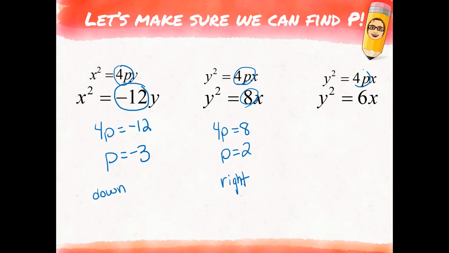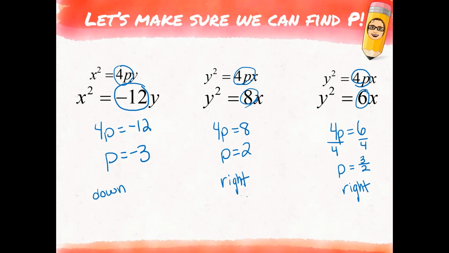And again, 4p equals 6. Now you're like, Marsh, that doesn't simplify. You're right. It's just kind of an icky fraction. That's okay, though. That would be 3/2. Since this was a y squared and it's positive, again, this one will open to the right.